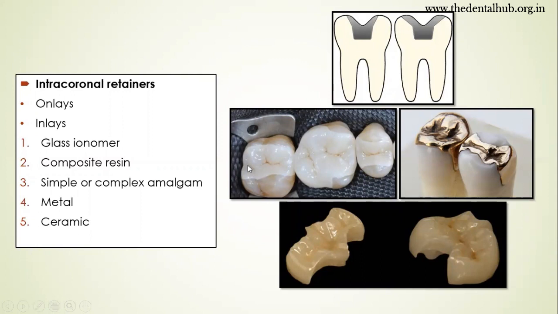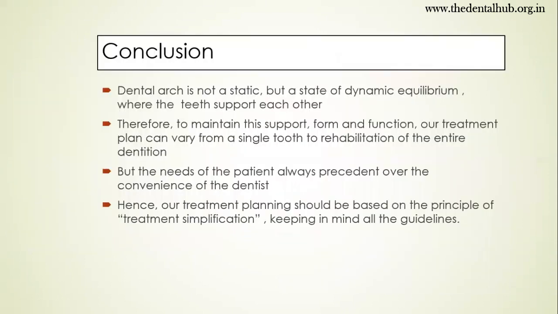So this is glass ionomer type, this is metal type, and this is ceramic type. So in conclusion, I would like to state that the dental arch is not static but a state of dynamic equilibrium and the teeth support each other. So to maintain this support, form and function, our treatment plan can vary from single tooth to rehabilitation of the entire dentition. But the needs of the patient always take precedence over the convenience of the dentist. So our treatment plan should be kept in mind, treatment simplifications, and all the guidelines should be followed with the same.